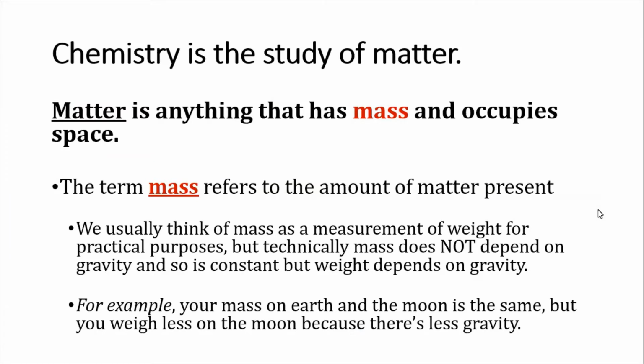Matter is anything that has mass and occupies space. And we usually just think of mass as the amount of matter that's present. So here on Earth, we just think of mass typically as the weight of something. But technically, mass does not depend on gravity. So mass is actually a constant. So let's say your mass is 10 kilograms on Earth, your mass would also be 10 kilograms on the moon. However, your weight on Earth would be different than your weight on the moon because gravity is different on Earth and on the moon. So mass is constant. It's the amount of matter that a substance occupies, versus weight depends on gravity, so it will change from place to place.